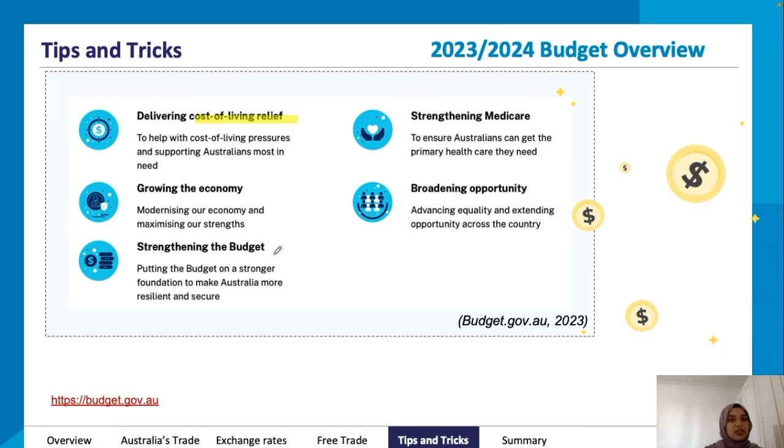We know that there is a cost of living crisis in Australia. Inflation is very high. We can see those pressures, and so the government is aiming to try and reduce some of the cost of living pressures.